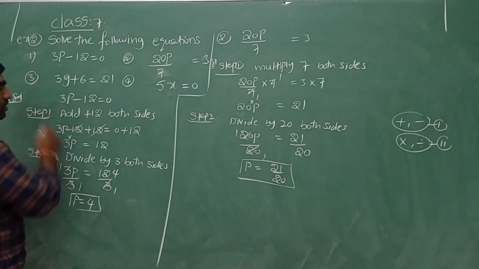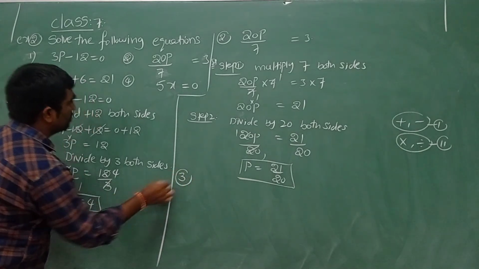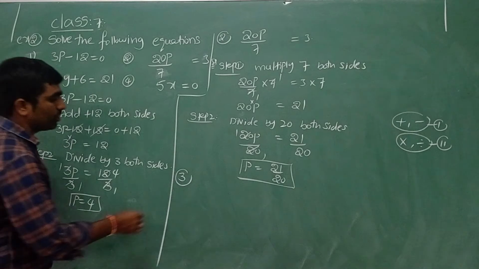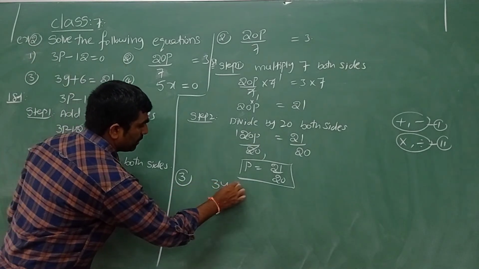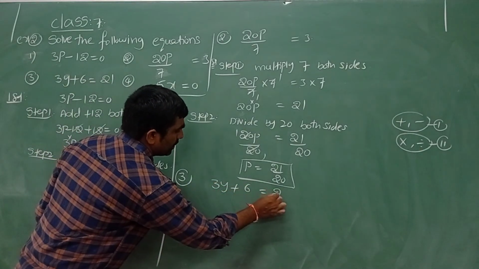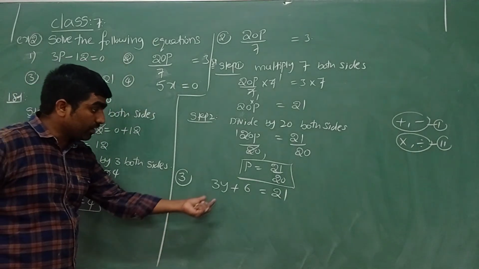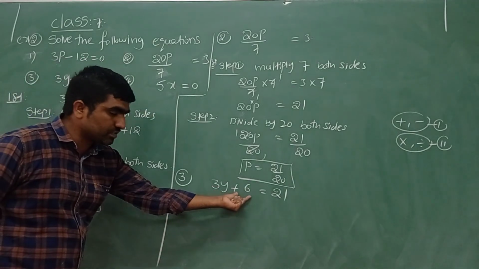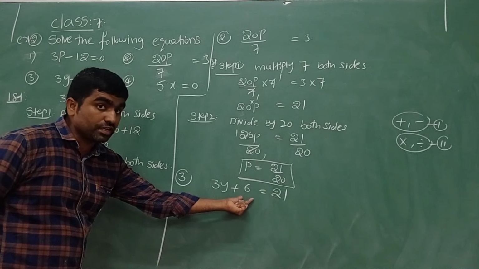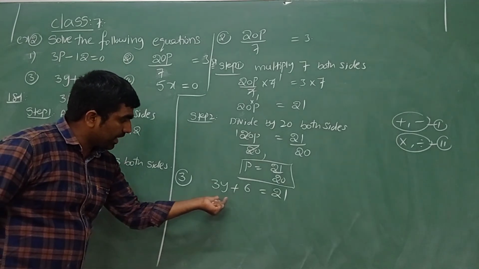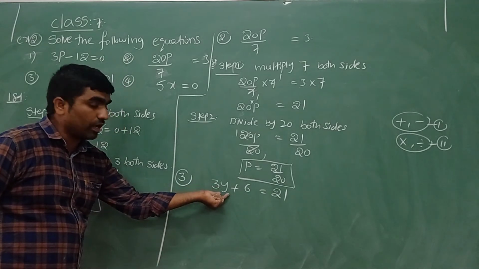Now let us see the third one. What is the third one here? 3y plus 6 is equal to 21. 3y plus 6 is equal to how much? 21. We have to make y separate. Extra we have 3 and 6. First what can we separate? 6, I said. At last we can remove the term which is along with the alphabet.